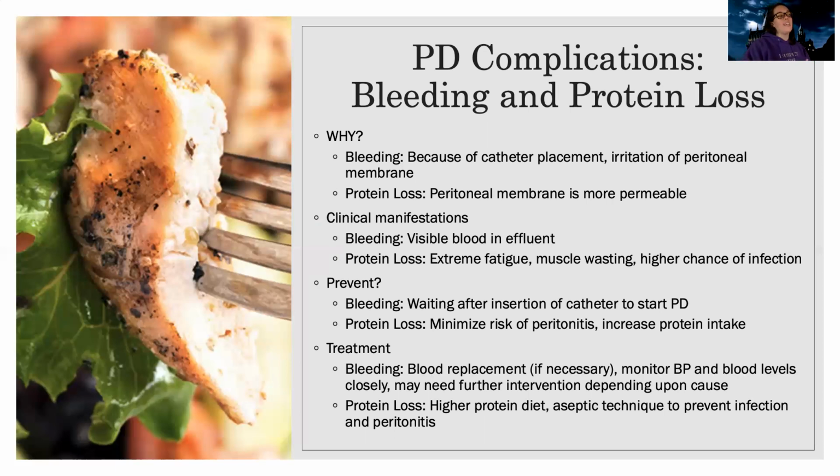So when we talked about a diet for a patient on peritoneal dialysis, we talked about them needing to have maybe a moderate protein intake. Treatment as a whole, if they're bleeding, they may need blood replacement. We're going to monitor their hemodynamics closely. And they may need further evaluation, just depending on the cause, to make sure there's no infection or something else going on. And then for protein loss, we're going to do a higher protein diet. Like usually we say a moderate protein. We usually don't do high protein in kidney disease, but we do a moderate protein diet. And then again, preventing the infection and peritonitis.